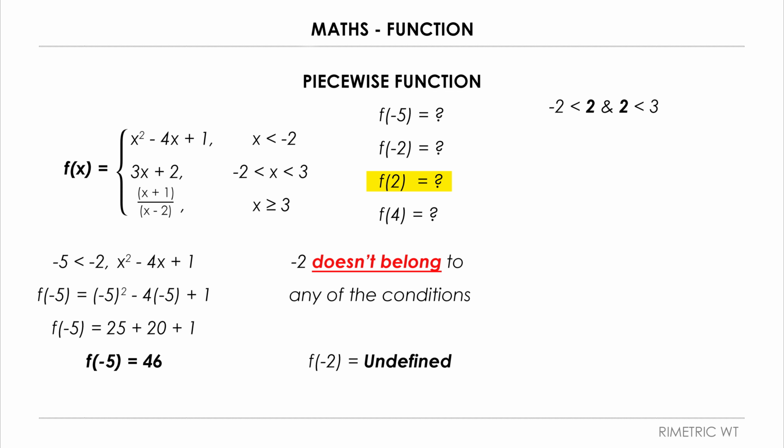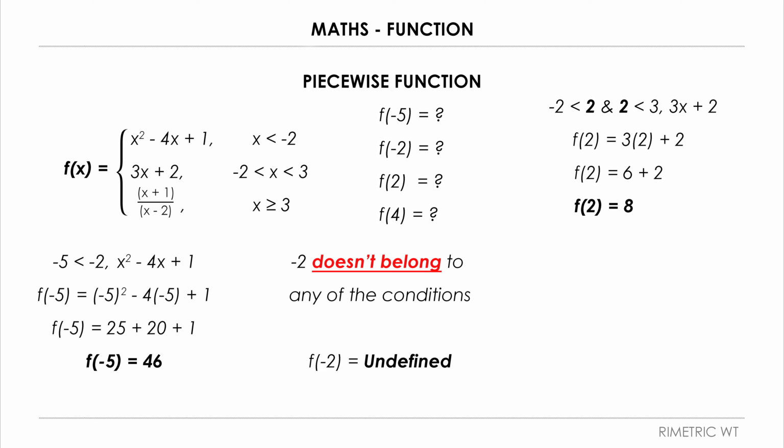Since negative 2 is less than 2, which is less than 3, the input 2 satisfies the second condition. So we use the linear expression 3x plus 2. Substituting 2 for x, we get 3 times 2 plus 2 equals 8. Therefore, f of 2 equals 8.